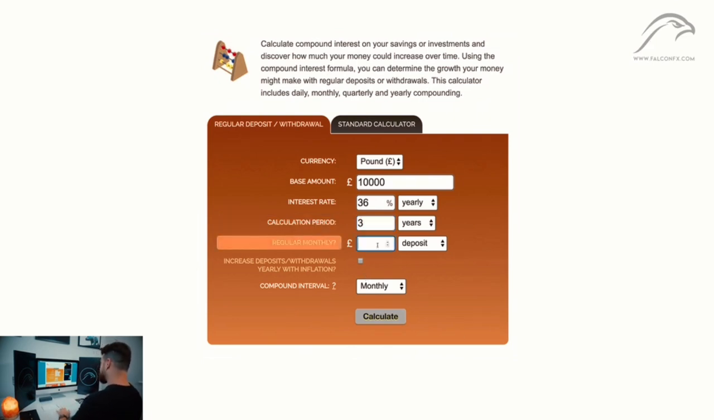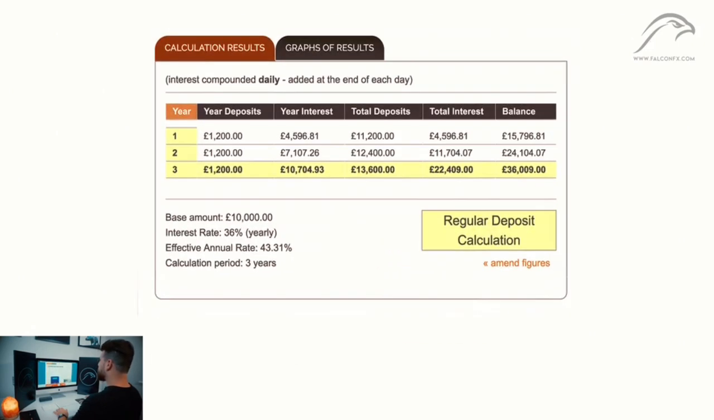And a monthly regular deposit, let's start off low. Let's say we're looking at £100. We're going to compound that daily, and we're going to calculate. So when we calculate here, as you can see, year one. So your deposits for the year, 100 times 12, £1,200. So this is your yearly deposits. And as you can see, at the end of the year, with a combination of your yearly deposits and your interest on making that 36% for the year, what do we have? Well, we're left with just under £16,000 here as we've grown.